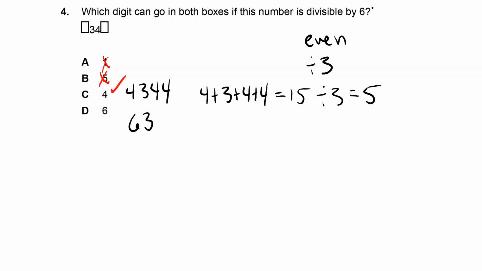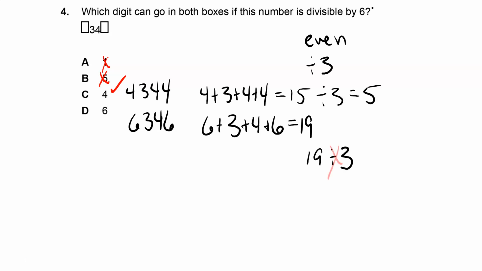How about 6346? Is it even? Of course, 6 is an even number. And then can it be divided by 3? So 6 plus 3 plus 4 plus 6 is equal to 19. And 19 is not evenly divisible by 3. So 6 doesn't work to give us 6346 being divisible by 6.